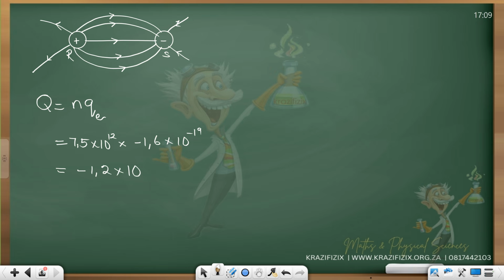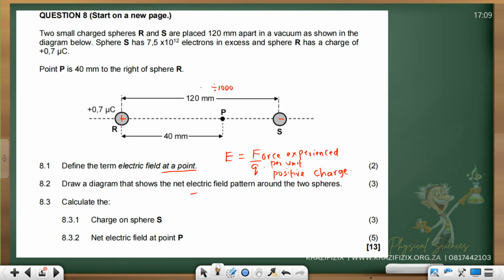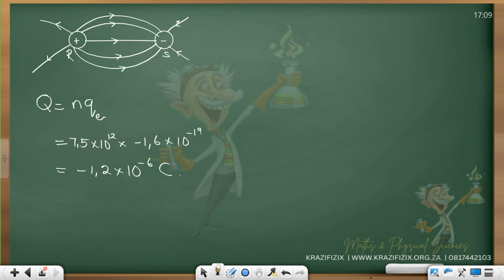1.2 times 10 to the power? Coulombs. Now, in this case, you see they said charge. If you don't put the negative, it's wrong, because the examiner did not say magnitude. So it's important. I hope we're on the same page. All right, let me know if there's any question on this.